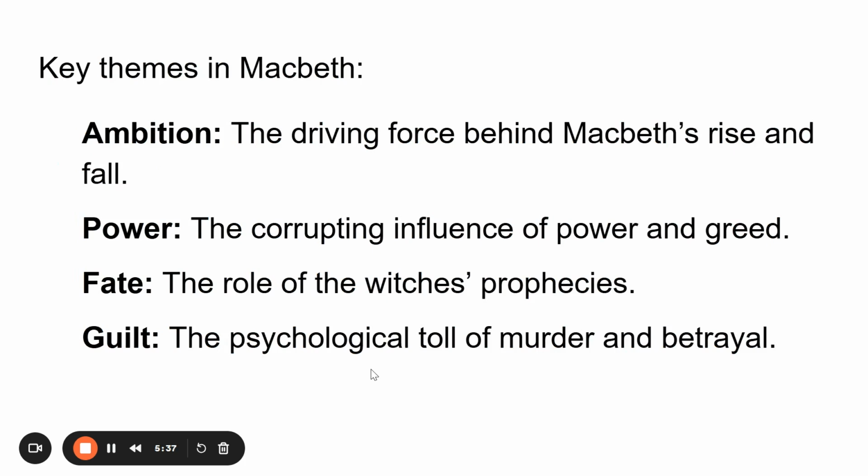Key themes in Macbeth. Ambition, the driving force behind Macbeth's rise and fall. Power, the corrupting influence of power and greed. Fate, the role of the witches' prophecies. Guilt, the psychological toll of murder and betrayal.